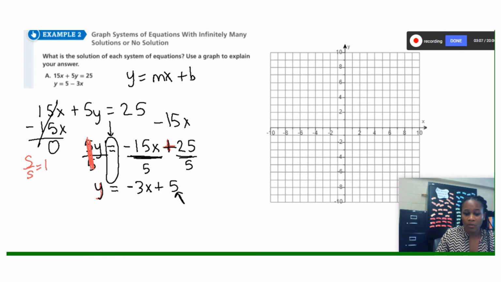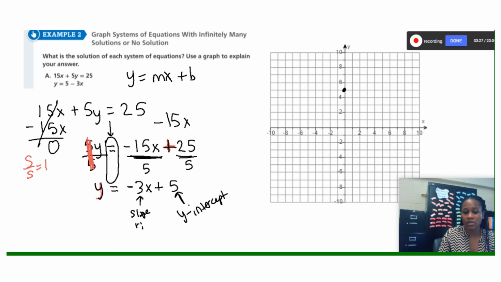So I'm going to start with my y-intercept, and that's where your line passes through the y-axis. So I'm going to start at my origin 0, 0. I'm going to go up to positive 5 since my constant is positive. And then I'm going to use my slope to graph my line.